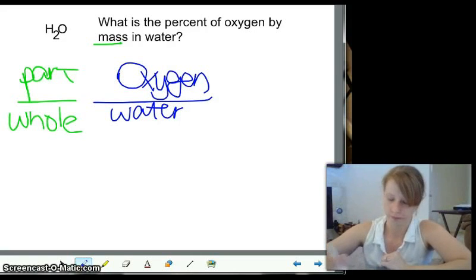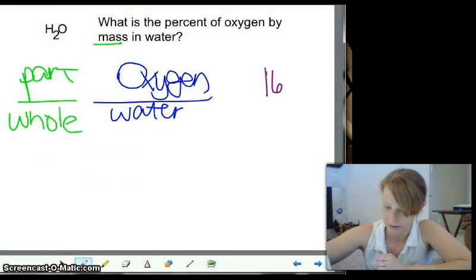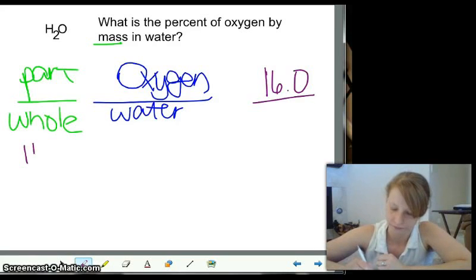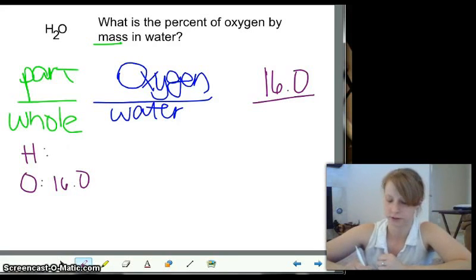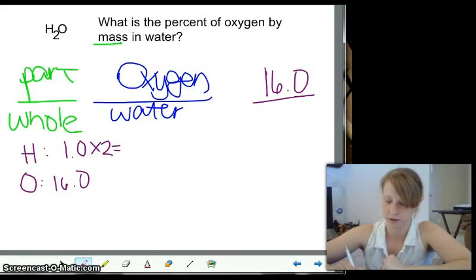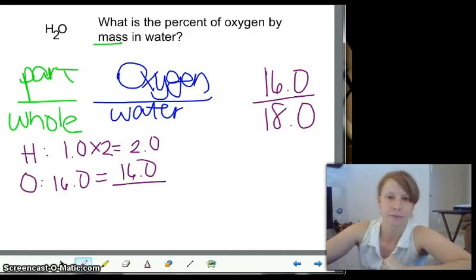So part over whole, oxygen, if we look on our periodic table, is 15.999, which we round to 16.0. Water also has hydrogen. Hydrogen is going to be 1.0, but there's two of them, so we have to multiply by 2. We get 2.0. There's only one oxygen in there, so we only have the 16. Add those up, and we get 18.0.